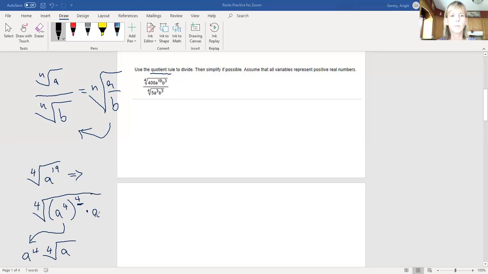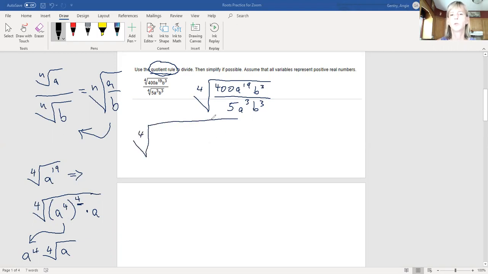But that's just the numerator. Then look at the denominator. You have more a's in the denominator. So when it tells you to use the quotient rule, do yourself a favor and use the quotient rule, because it'll help you. So you've got the 4th root of 400 a to the 19th b to the 3rd over 5a cubed b cubed. And then you can simplify underneath before you fiddle with what comes out and what stays under. So 400 divided by 5 is 80, and a to the 19 over a cubed, if you cancel common factors, you have a to the 16 left over, or you can use the quotient rule.